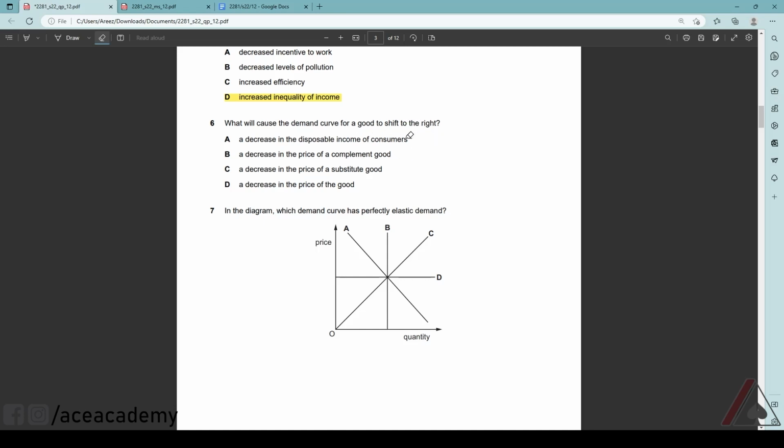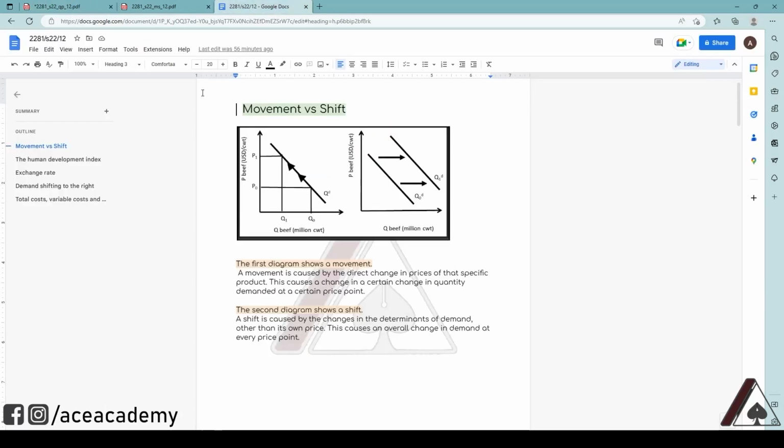The first thing that you need to know is what is the difference between a shift and a movement. All right, for that, let's move here. So a movement is when there's a change in the price of the specific good. Therefore, a movement is when the point moves from here to over here. And this is what happens in a movement.